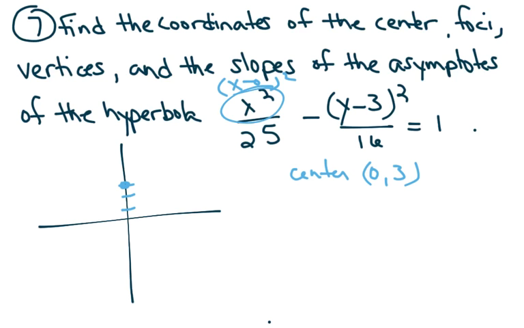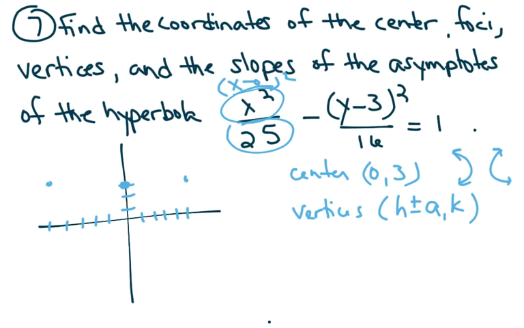Because x comes first, the hyperbola is going to open left and right. How it opens depends on which variable comes first. If it opens left and right, that means the vertices are going to be left and right of center. How far left and right? Take the square root of the number in the denominator, and the square root of 25 is 5. So 1, 2, 3, 4, 5. The vertices, I can tell by the picture, are going to be at (5, 3) and (negative 5, 3). However, according to the definition, they are going to be at (h plus or minus a, k). So they're at (0 plus or minus 5, 3).